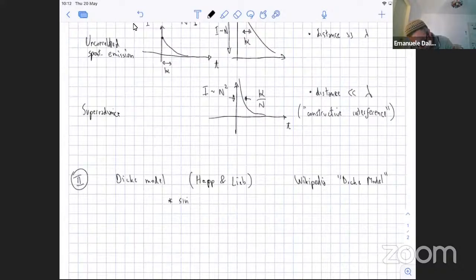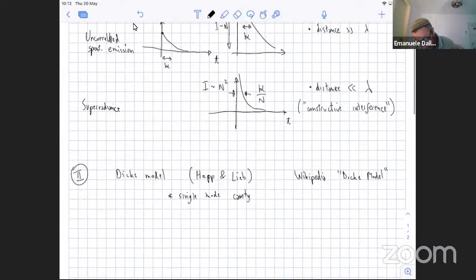So you have a single mode cavity. In other words, the model that you would like to write is, say, something like a Tavis-Cummings model. So it would be something like omega 0 a dagger a, a single cavity mode, plus many spins. For simplicity, let's assume that they are all the same two-level system.